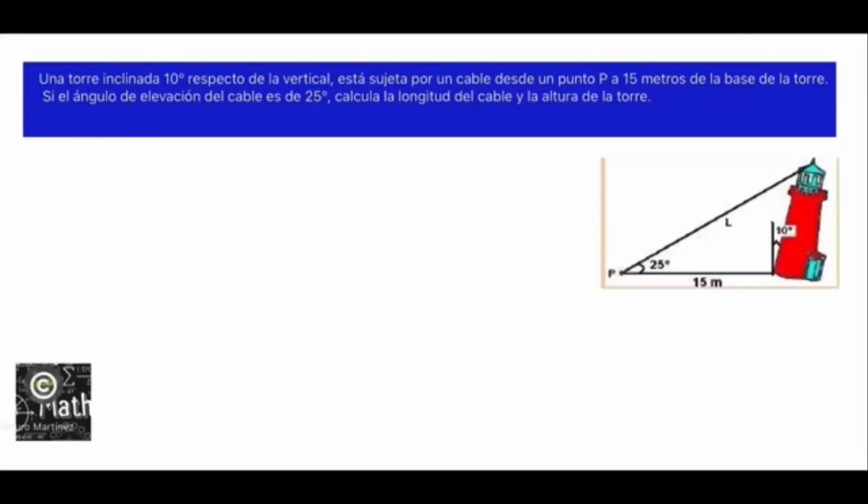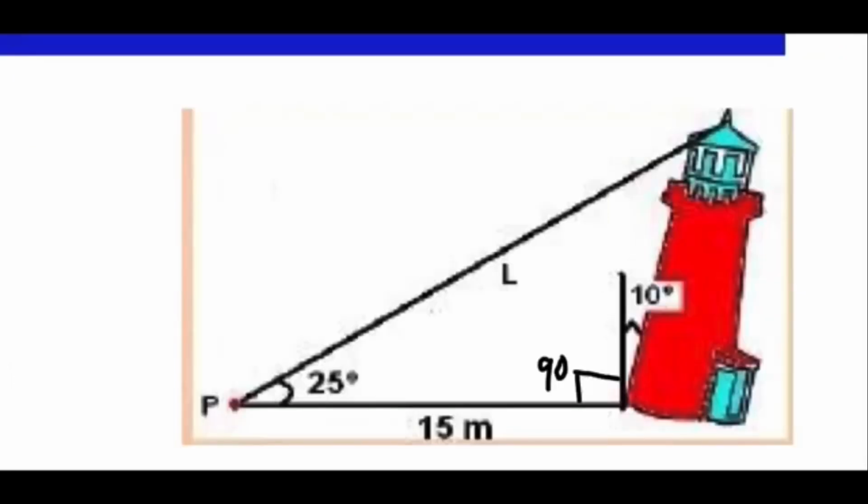A tower inclined 10 degrees with respect to the vertical is held by a cable from a point P 15 meters from the base of the tower. If the angle of elevation of the cable is 25 degrees, calculate the length of the cable and the height of the tower. If there is an angle of 90 degrees and an angle of 10 degrees with the vertical, it can also be said that the angle of the ground with respect to the tower is equal to 100 degrees.